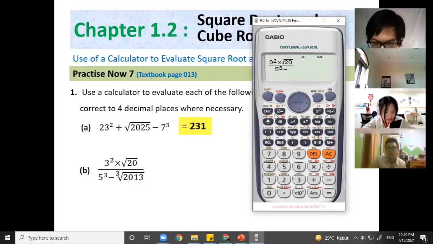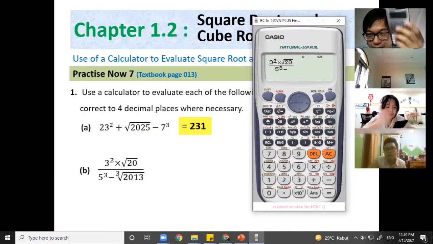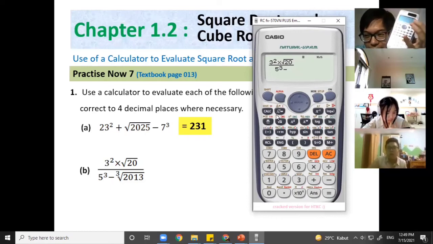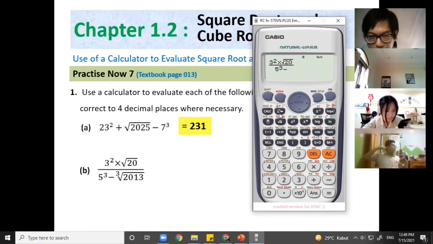Ada di sini nih, kecil banget ya. So you have to master your calculator. The scientific calculator is quite something you have to learn, kayak kamu bawa mobil aja. If you want to drive the car, you have to understand about the features. This has so many features, and you need to know the features before you do. So this is the best time to practice the features.